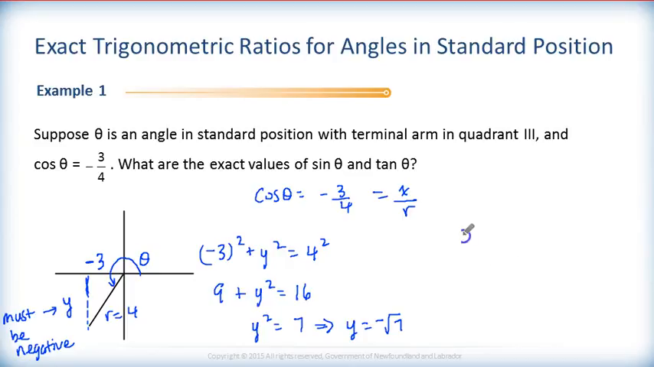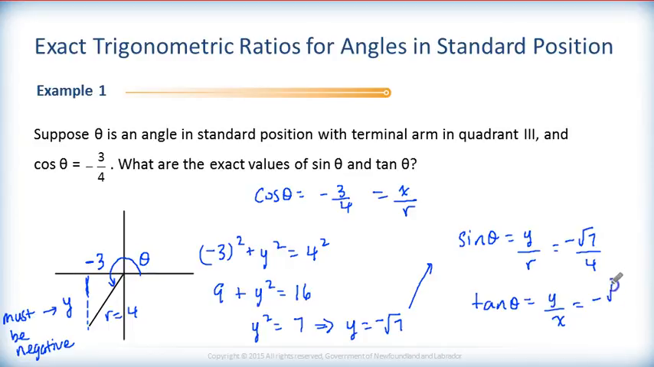Now we know that the sine of theta is equal to the y value over the r value, which is -√7 over 4. And the tan of theta is your y value over your x value, which will be -√7 over -3, but we can write that as √7 over +3, because it's a negative divided by negative. On to the next example.